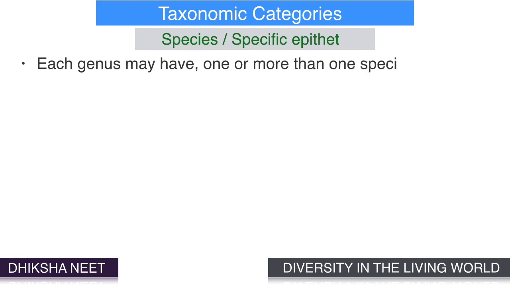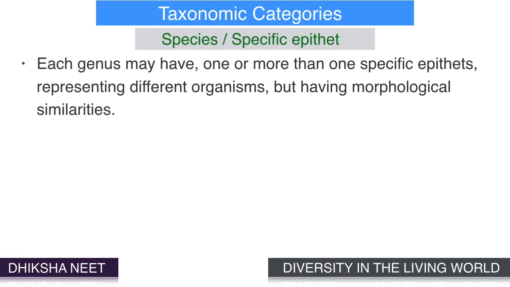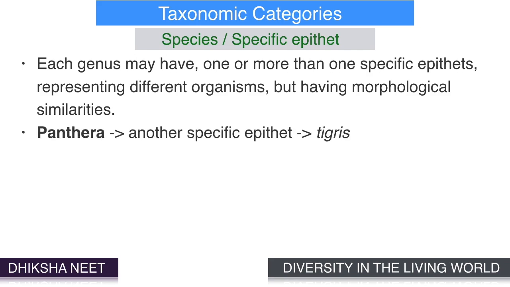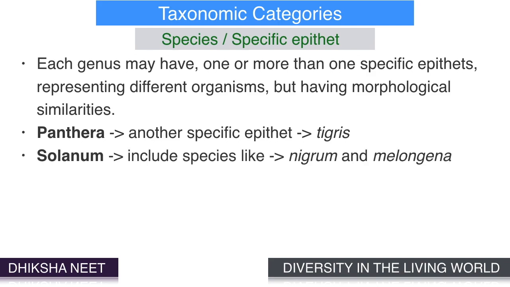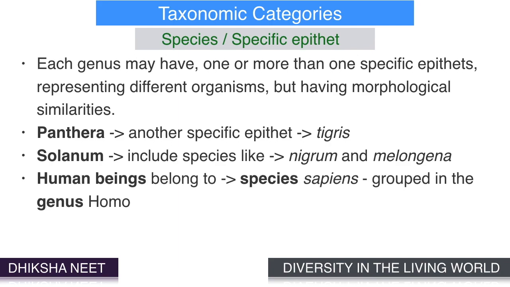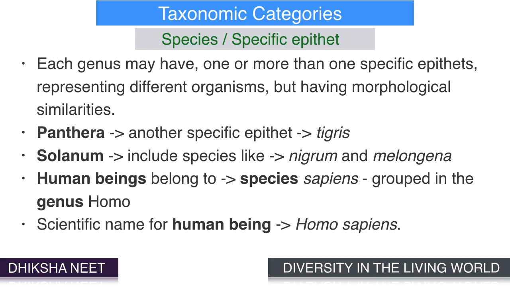Each genus may have one or more than one specific epithets, representing different organisms, but having morphological similarities. For example, Panthera has another specific epithet called tigris, and Solanum includes species like nigrum and melongena. Human beings belong to the species sapiens, which is grouped in the genus Homo. The scientific name thus, for human being, is written as Homo sapiens.